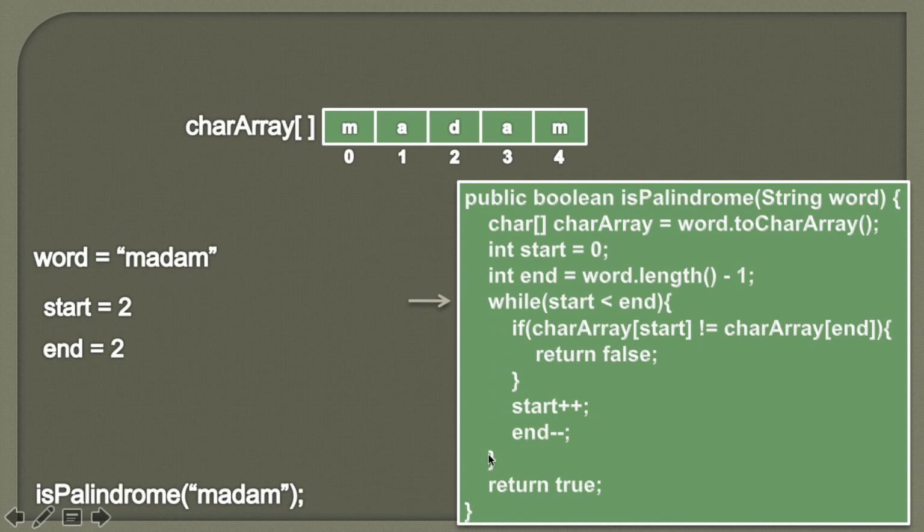And as soon as the while loop terminates, if our execution point reaches here, we know that the string is a palindrome, because we have compared every character from start to end. So we finally return true. Therefore the string madam is a palindrome string.